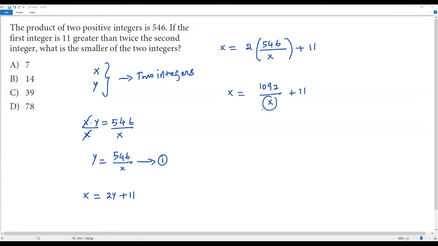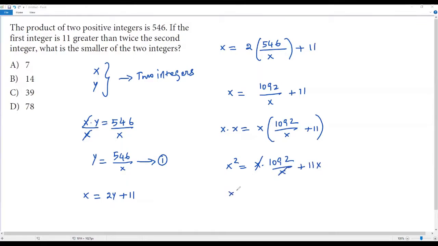Okay, to get rid of the denominator x over here, I'm going to multiply both sides of the equation by x. So x times x equals x times 1092 over x plus 11. So x times x is x squared equals, when I distribute this x, x times 1092 over x, and when I distribute this x to this plus 11, it will become plus 11x. So this x will cancel out. I'm getting x squared equals 1092 plus 11x.